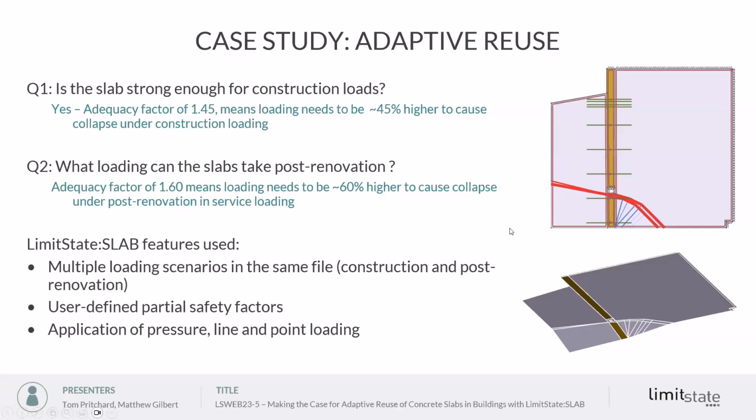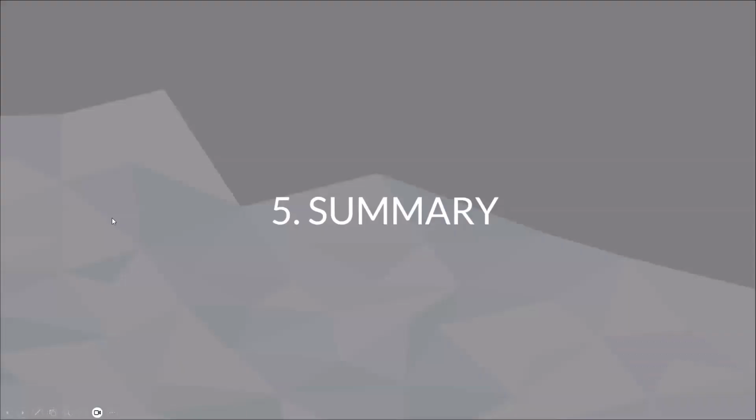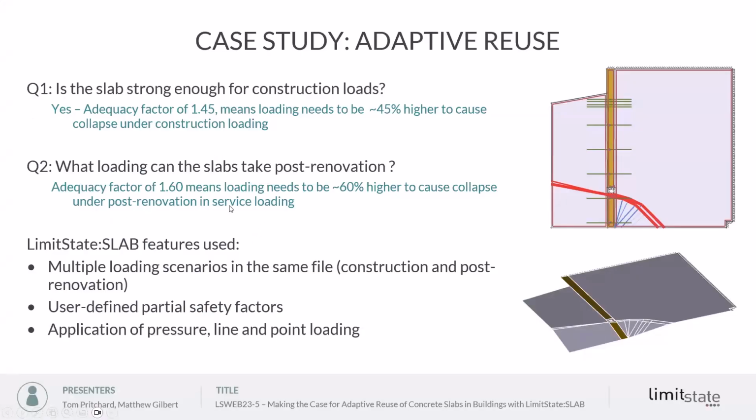And question 2 is what loading can the slabs take post-renovation? And we determined the adequacy factor was 1.6 in that case, which means that the loading there needs to be about 60% higher in order to cause collapse under the post-renovation in-service loading. So there might be some scope there for changing how parts of the slab are being used, like say whether you want to put a gym or a cafeteria or something in there.